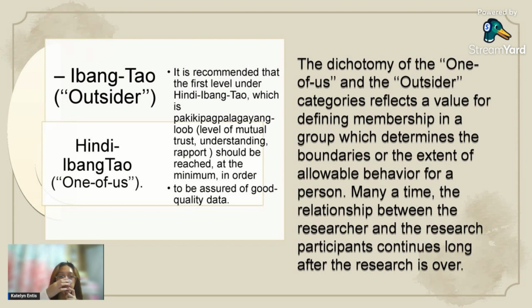Ibang tao means the outsider, and hindi ibang tao means one of us. It is recommended that the first level under hindi ibang tao, which is pakikipagpalagayang-loob, a level of mutual trust, understanding, and rapport, should be reached at the minimum in order to be assured of good quality data. So it's very important that we have a good relationship with the participants in order to obtain good quality data. The dichotomy of the one-of-us and the outsider categories reflects the value of defining membership in a group, which determines the boundaries or the extent of allowable behavior for a person. Many times, the relationship between the researchers and the research participants continues long after the research is over.